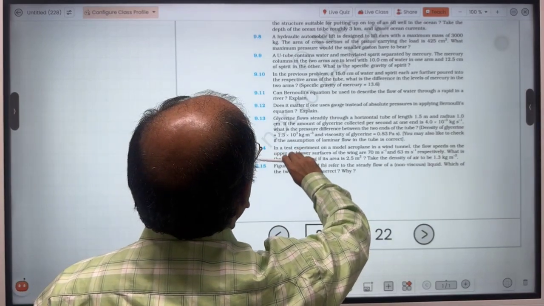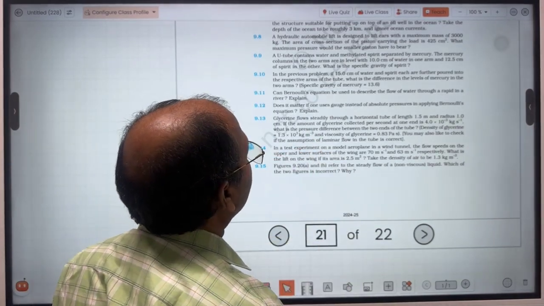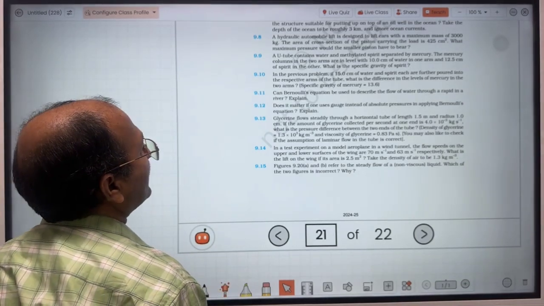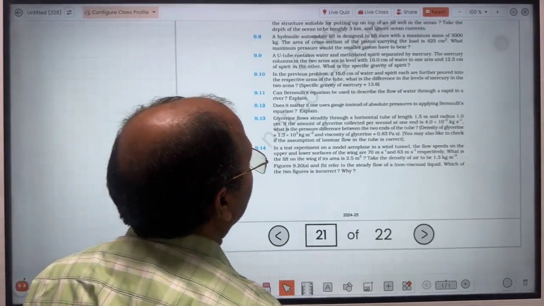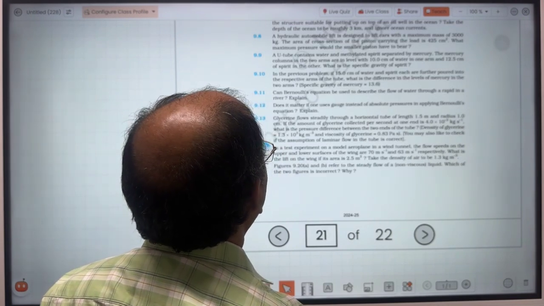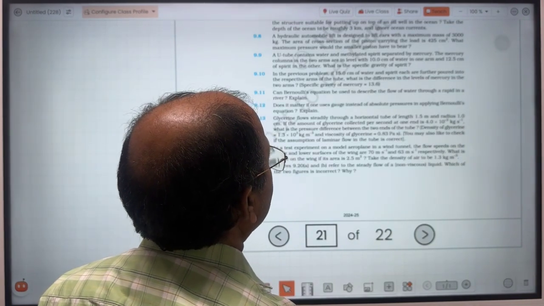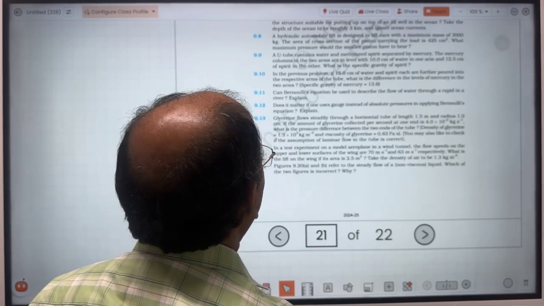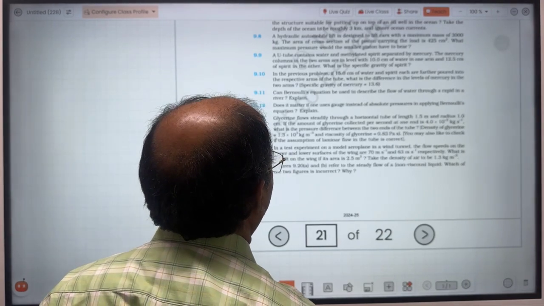Then there is another question. Glycerine flows steadily through a horizontal tube of length 1.5 meter and radius 1 cm. If the amount of glycerine collected per second at one end is 4 into 10 power minus 3 kg per second, what is the pressure difference between two ends of the tube? Density of glycerine is given, viscosity of glycerine is given, and you may also like to check if the assumption of laminar flow in the tube is correct.